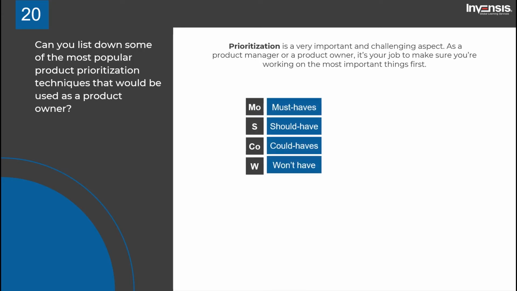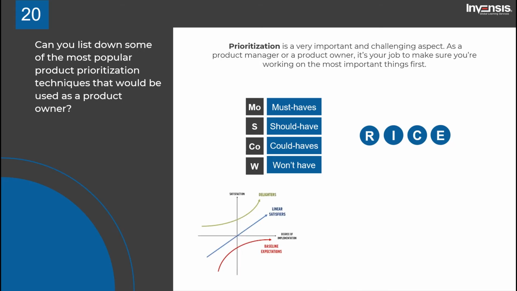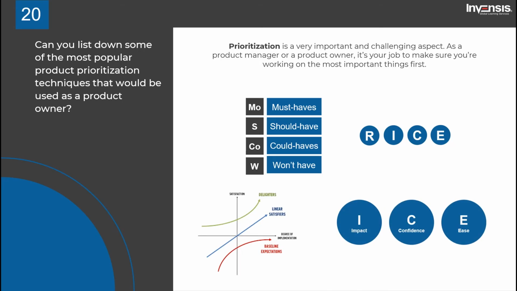Some of them are the MoSCoW method, RICE scoring, Kano model, opportunity scoring, weighted scoring prioritization, and ICE scoring model. There are many others. You should be careful to choose the right framework based on your prioritization requirements.